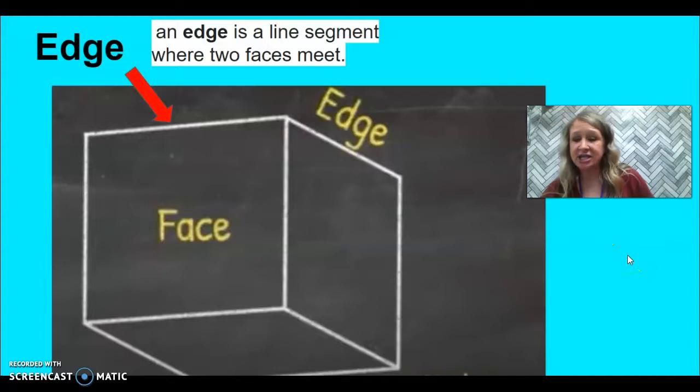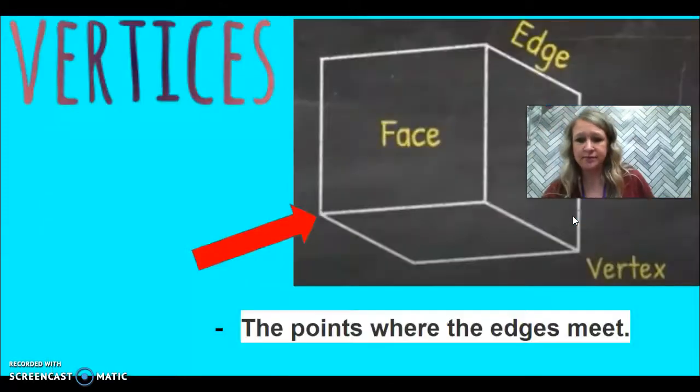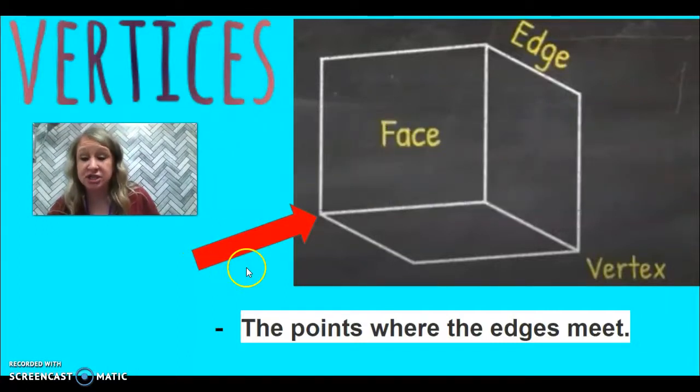Edge. Say edge. An edge is a line segment where two faces meet. How many faces are there? One. So are there any edges? No. Vertices. Vertices are the points where the edges meet.